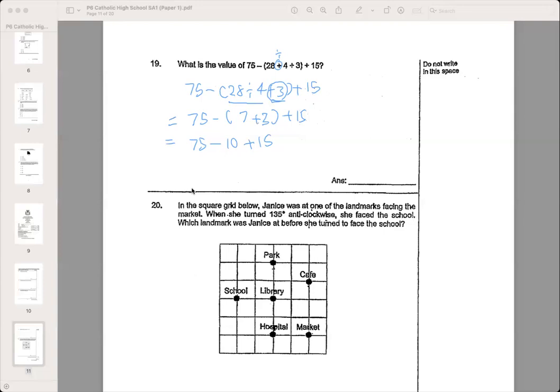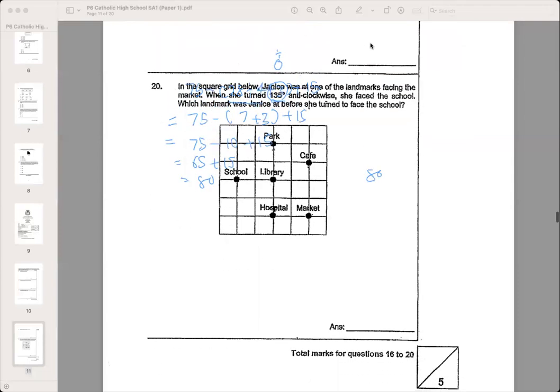So 75 minus 10 first, 65 plus 15, and then you get 80. Okay, left to right, very important. If you were to do from right to left, what you get will be 10 plus 15, then you get 25. 75 minus 25, you will get 50, and that's the wrong answer. So remember, compute from left to right. Now let's continue with question number 20.